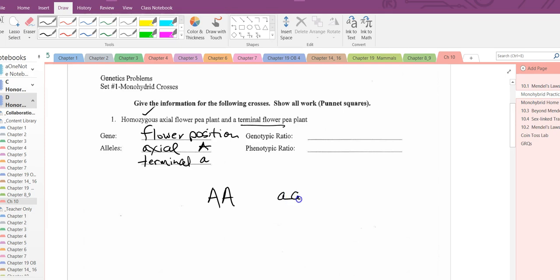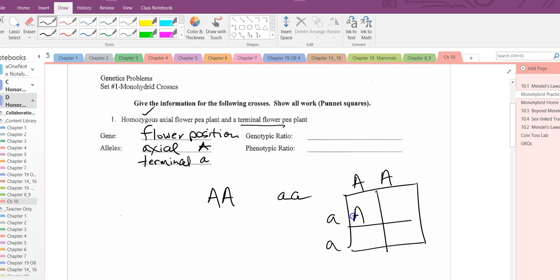But we know it has to have 2 of them, because if you were to give a capital or dominant allele to this lowercase allele, this would actually end up being axial. The only way you can be terminal is to be completely recessive. So make your punnet. And on down the road, when you get really good at this, you may not even have to draw your punnet. You might be able to do it in your head.